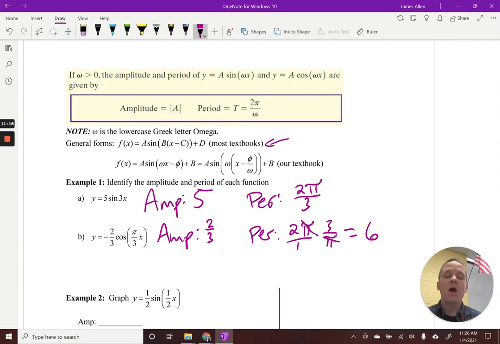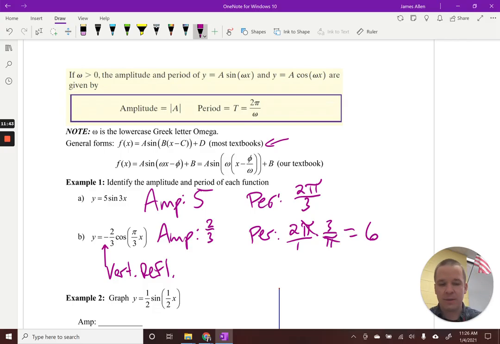There are some nasty ones you have to work with in MyMathLab, where the period is not something nice and friendly like 2 pi or pi. There are going to be some weird values. The last thing I want to address with this one is that negative out in front. That is a vertical reflection. It's a negative outside of the function, so it's a vertical reflection. If it's inside, then it's a horizontal reflection. We'll deal with that more later.